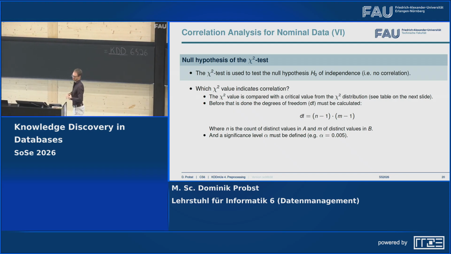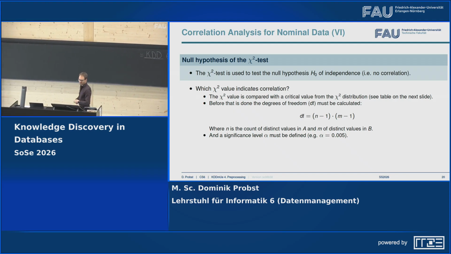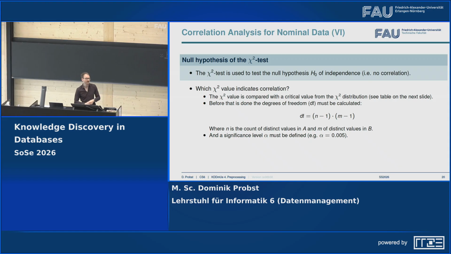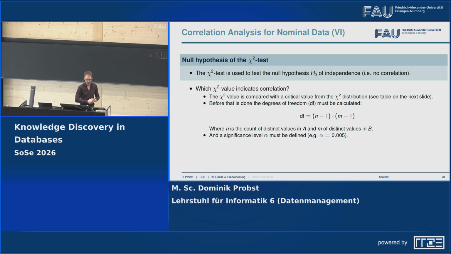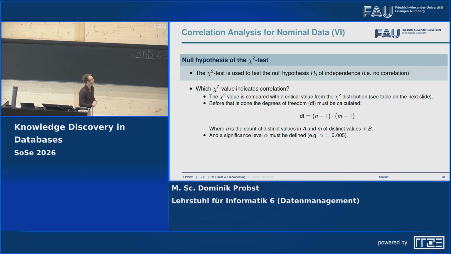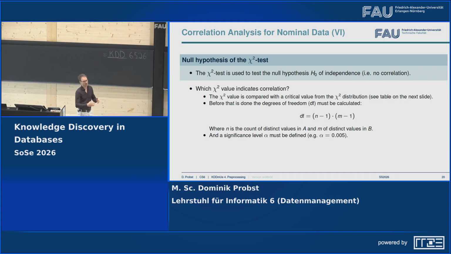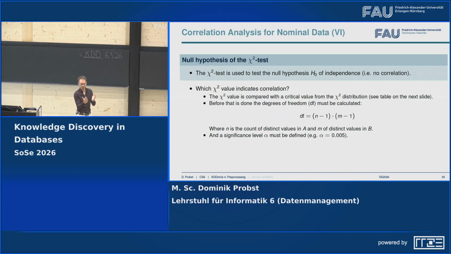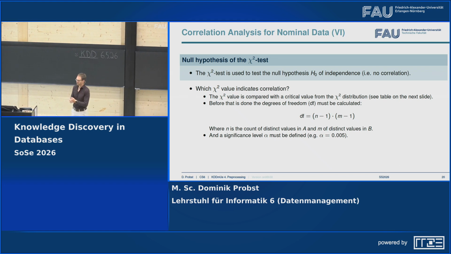But which value is needed? To do that, we have to get the critical value from the chi-squared distribution. That's done via a table, which you can see in a formula collection.